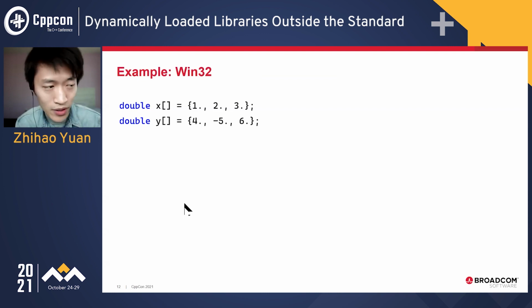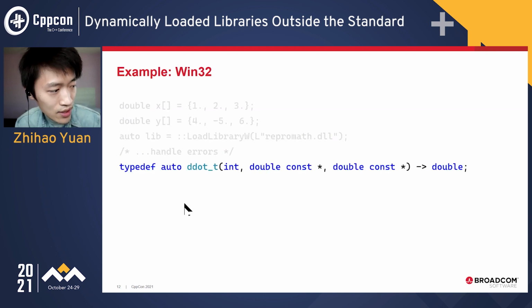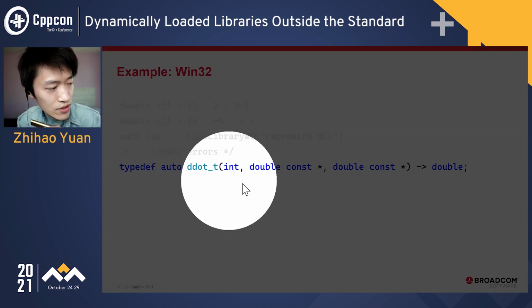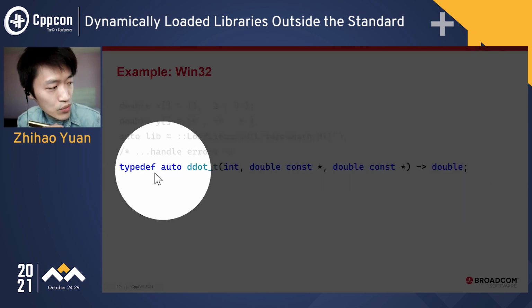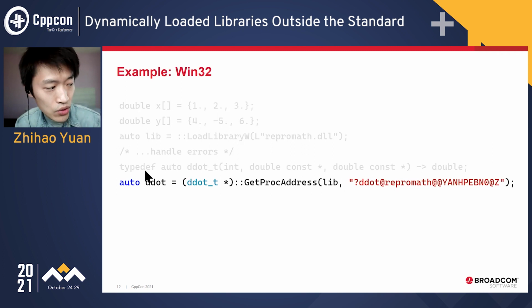Because this is a floating point math library, I declare some vectors, load the library, handle errors, and then here's a trick I often use. Many people are confused by the function pointer declaration syntax. The method I use is that I first simply declare a function. This is a function declaration, and then I prepend typedef in front of it. Then you get a function type called d_t. And when you need to use the pointer to function type, add a star to the end of the type. Then you got it.